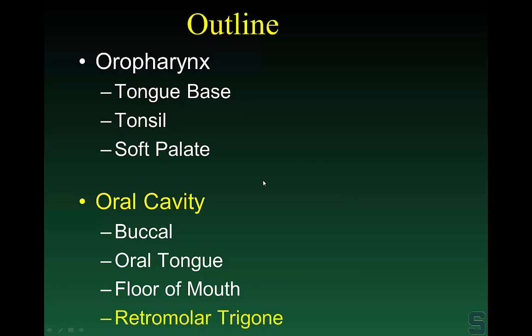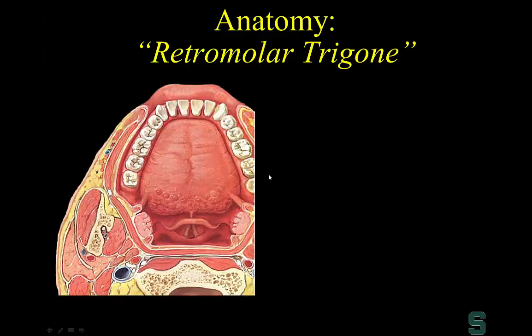So the next area that we'll talk about is the retromolar trigone. Now the retromolar trigone we're actually all familiar with if we can remember to name the teeth, right? So we have the central incisor, lateral incisor, canine, first premolar, second premolar, first molar, second molar, third molar. So the retromolar trigone is this triangular space that's behind the third molar.